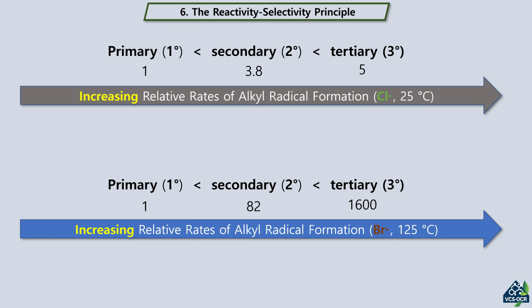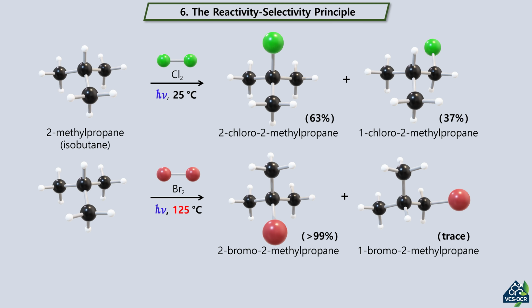Bromination, on the other hand, is slower, but remarkably regioselective, showing relative rates of hydrogen abstraction per hydrogen atom of 1 to 82 to 1,600 at 125 degrees Celsius. To see this striking contrast in action, consider the halogenation of 2-methylpropane.